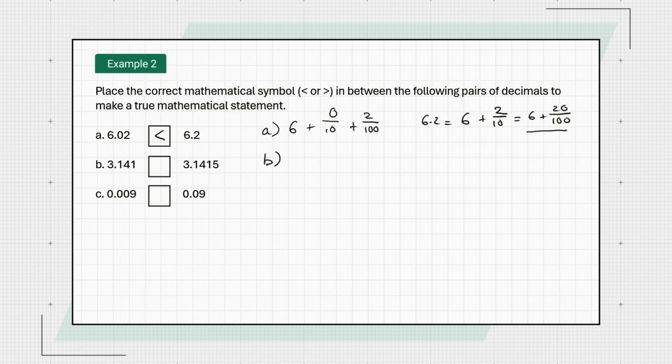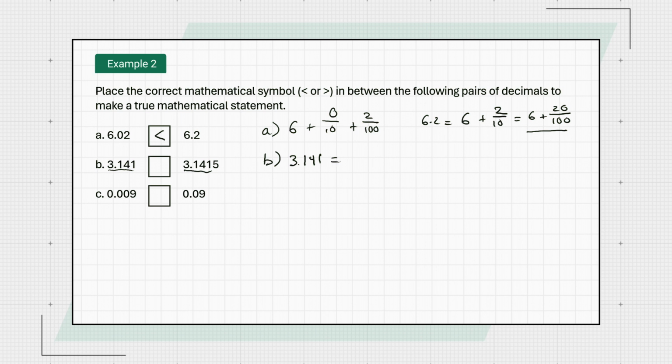Alright, let's look at this one. These guys are identical: 3.141, 3.141. The only difference is this one has an additional 5 on the end, and that's a 5 out of 10,000. So because this is exactly the same as the other, but this one has an added fractional value, this is greater than the alternative.